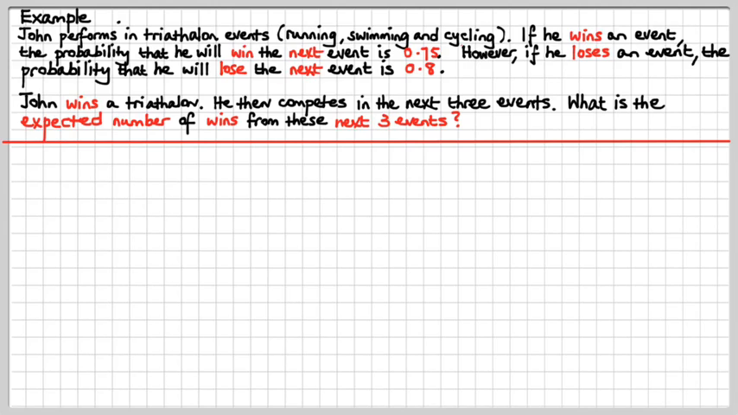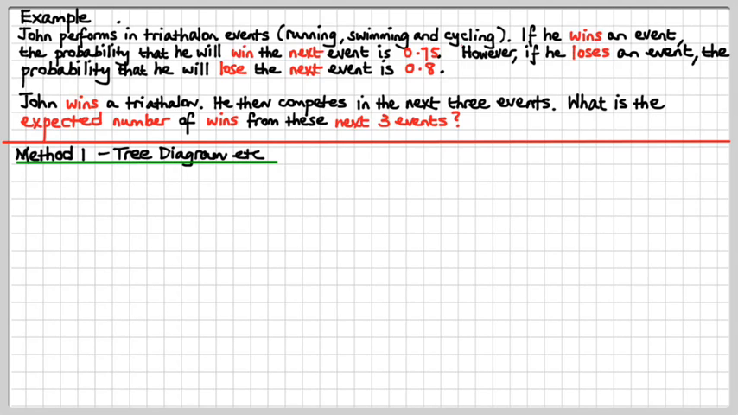Now, it happens that John has won a triathlon and he then competes in the next 3 events. So what is the expected number of wins from these next 3 events? Okay, take a moment to digest that, and then I'll show you the slow way and the quick way.